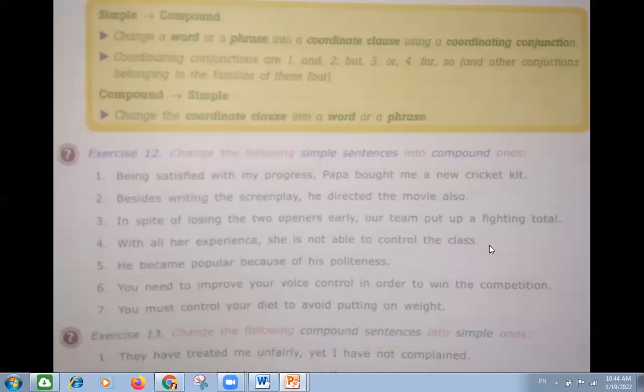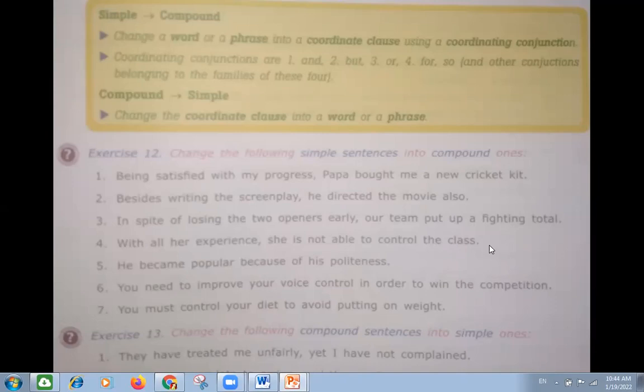Because when Papa is used, we need not repeat "he." Otherwise, your sentence is absolutely correct. Repeat it. Papa was satisfied with my progress and bought me a new cricket kit. Very good. Absolutely correct. I hope that you all must have noted down this. That's okay. That's good. Let's go to the next sentence.